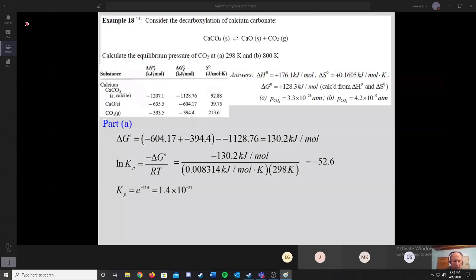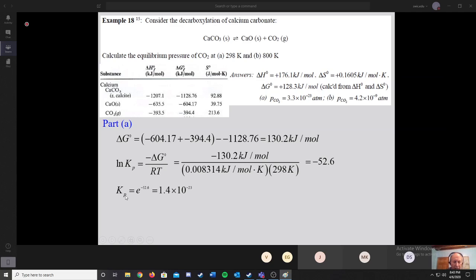Let's find what Kp is. To get Kp, we would do the inverse of the log operation to both sides. In other words, take the exponential of both sides. So that says Kp is equal to e to the minus 52.6 power, which is 1.4 times 10 to the minus 23.